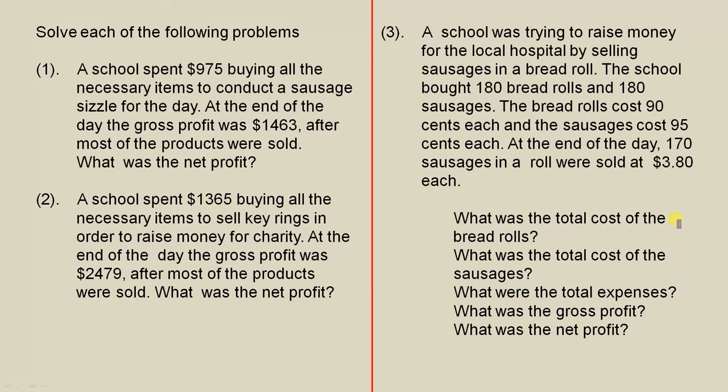What was the total cost of the bread rolls? So that's a cost or an expense. What was the total cost of the sausages? That's also an expense. So what were the total expenses? I think you know what to do. If we know these two individual expenses, I think you know how to work out the total expenses. The gross profit, we have to work that out. Now that's got something to do with how much we sell and the price. And then the net profit. I gave you a hint here that the net profit had something to do with a subtraction. So let's look at the next slide.